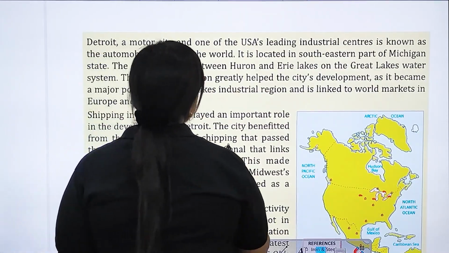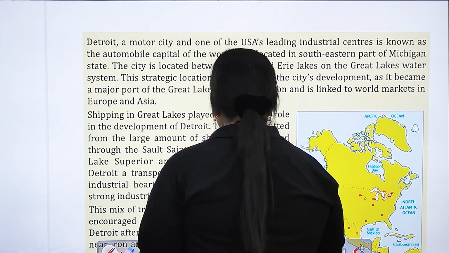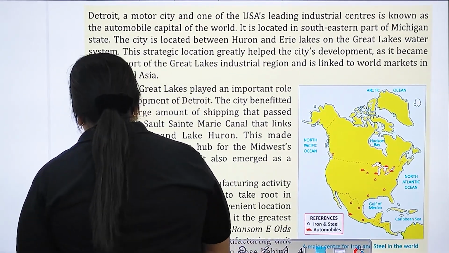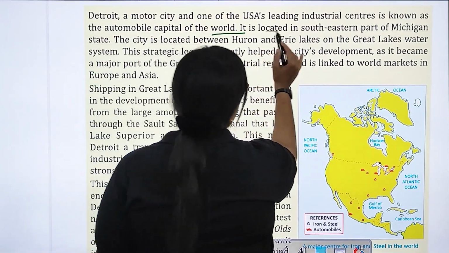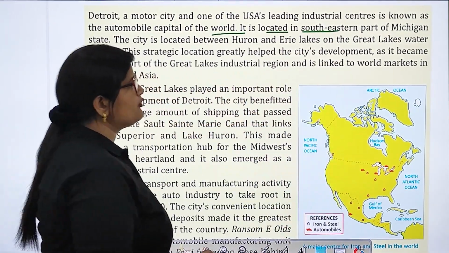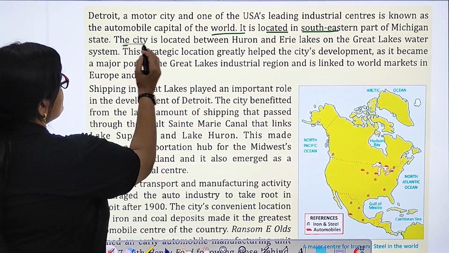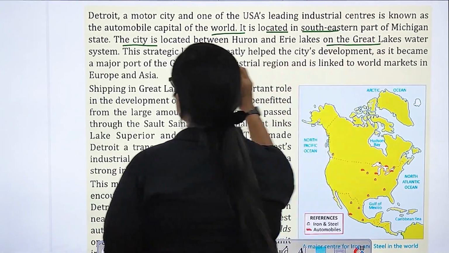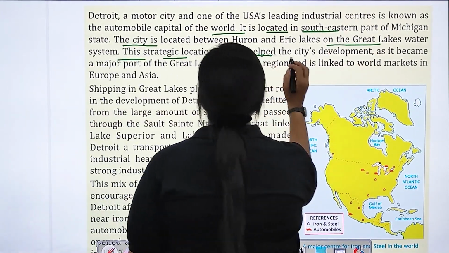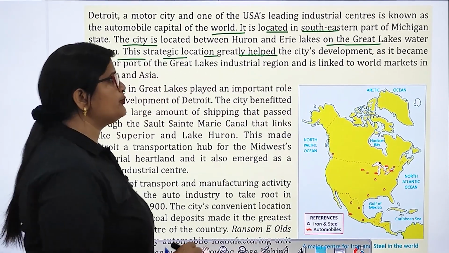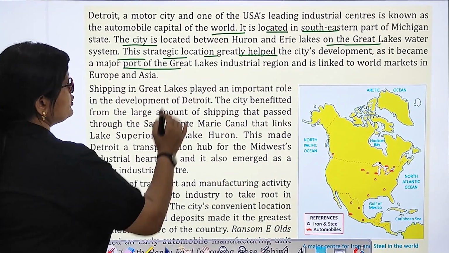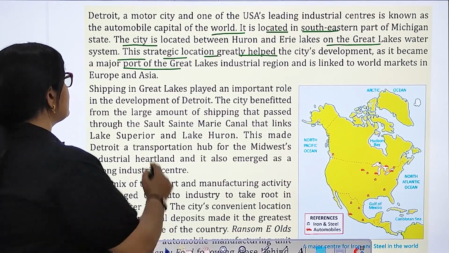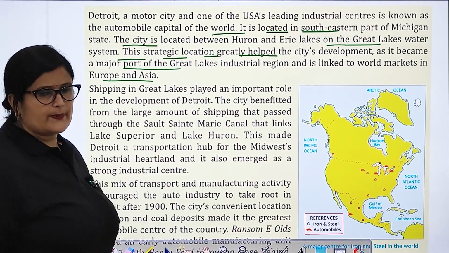Detroit, a motor city and one of the USA's leading industrial centers, is known as the automobile capital of the world. It is located in the southeastern part of Michigan state. The city is located between Huron and Erie Lakes on the Great Lakes water system. This strategic location greatly helped the city's development as it became a major port of the Great Lakes industrial region and is linked to world markets in Europe and Asia.